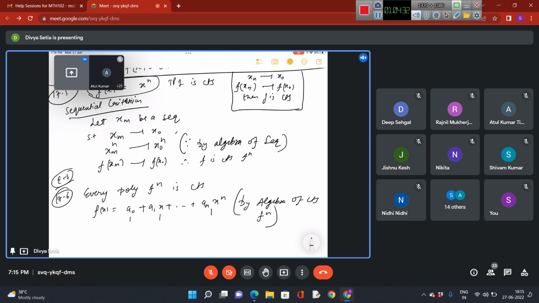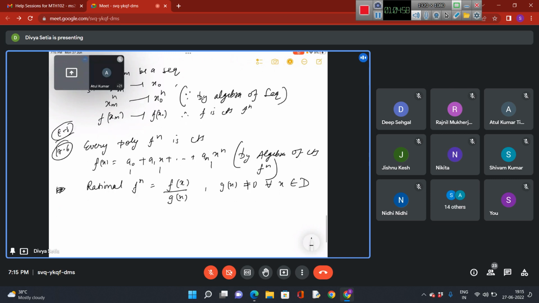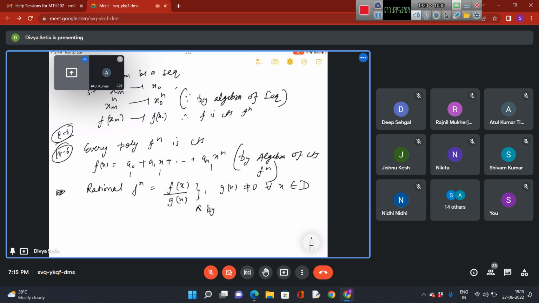And if each of them is continuous, then rational functions are also continuous. What do you mean by rational function? Rational function means the functions which are of the form f(x) by g(x), where g(x) is non-zero for all x belonging to the domain. Such type of function is also continuous by algebra of continuous functions.